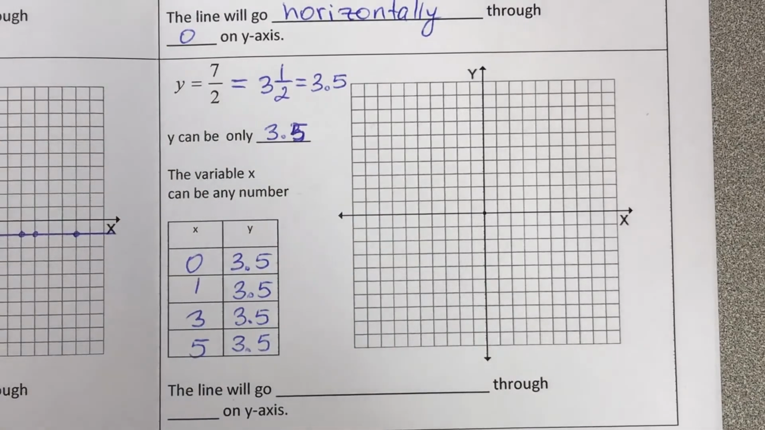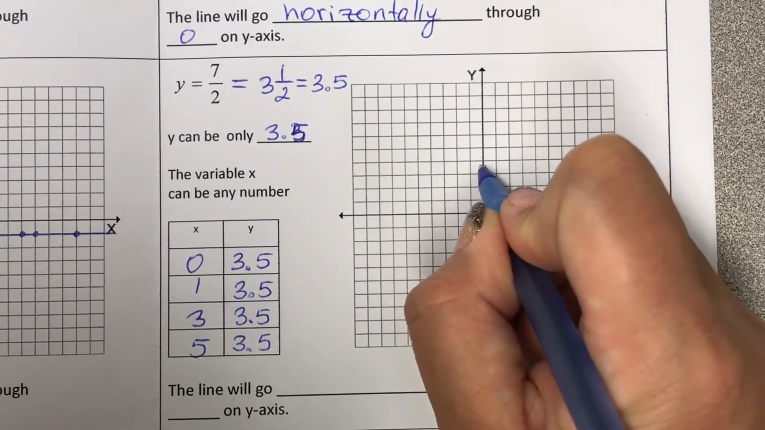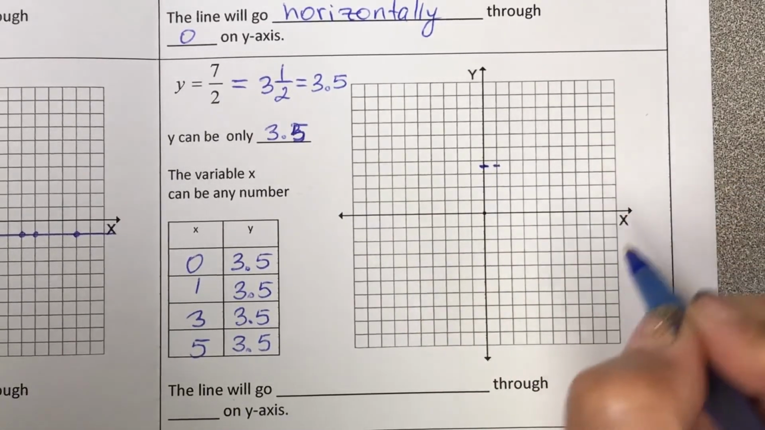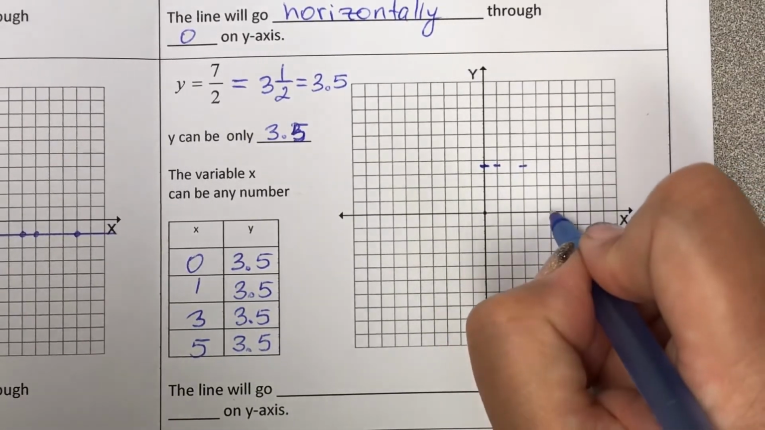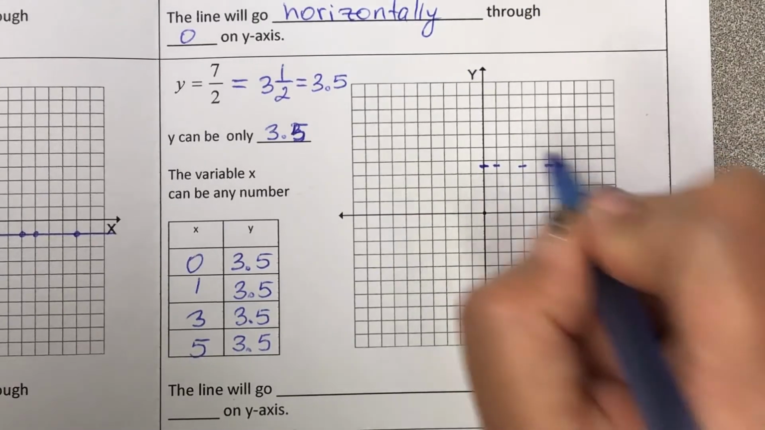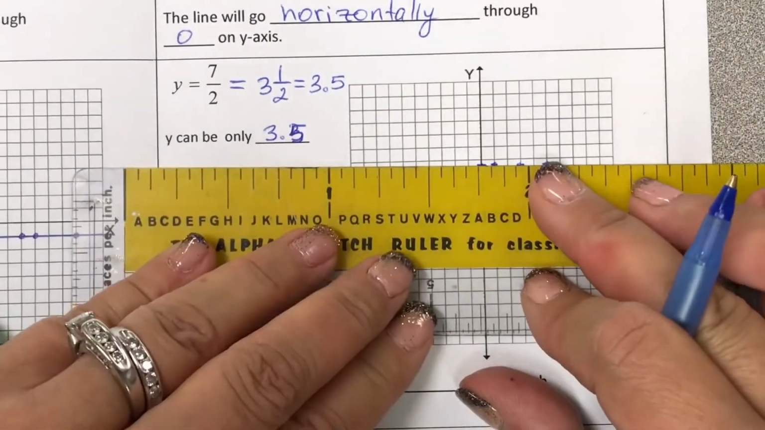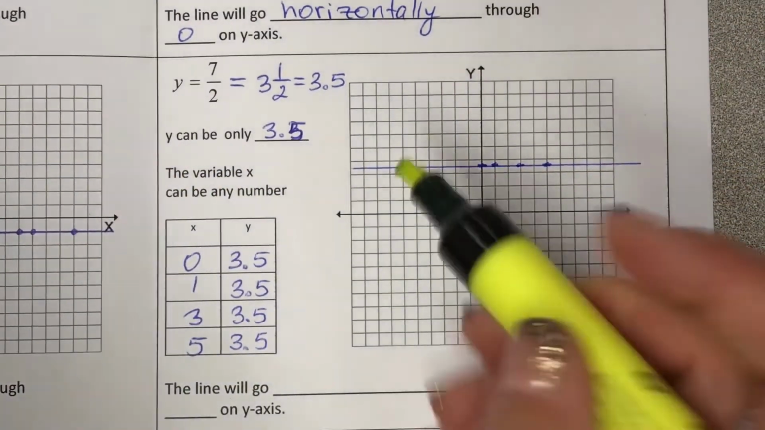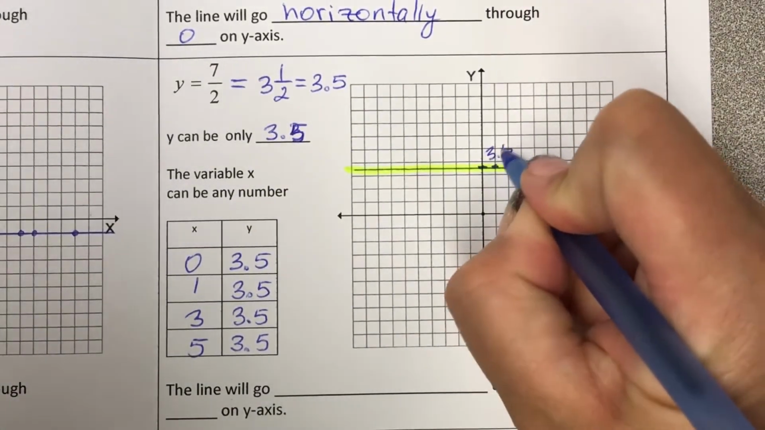And I'm going to plot those points to see that it is going to be a horizontal line as well. 0, 3.5, so 0 and then 3 full squares and a half. 1, 3.5, 3 squares and a half. 3 and then up, 1, 2, 3 full squares and a half. And then 5 and up, 3 squares and a half. So my points right here are going through 3.5 on the y-axis horizontally. So it's up 3.5, which is 3 squares and a half.